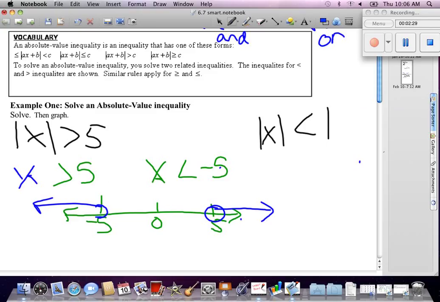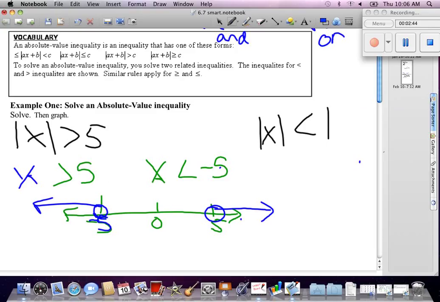Yes? What is that? It's an arrow. What are you talking about? Oh, I see. It's an open circle over negative 5. Oh. All right. Oh, I'm sorry. It's slow. I don't know.